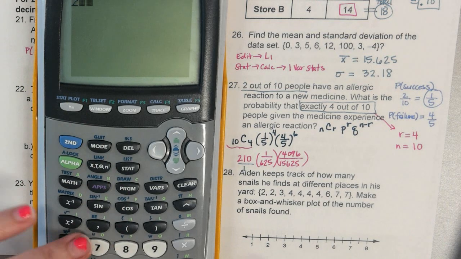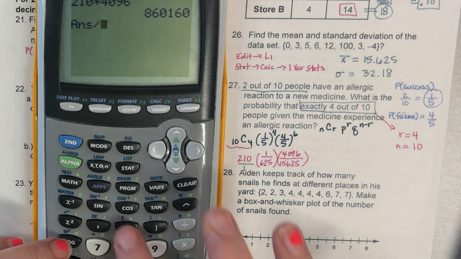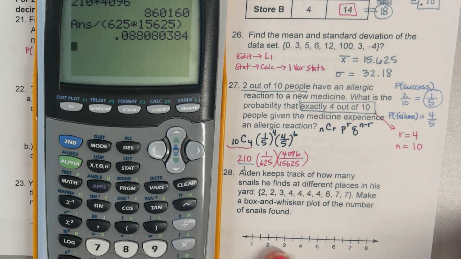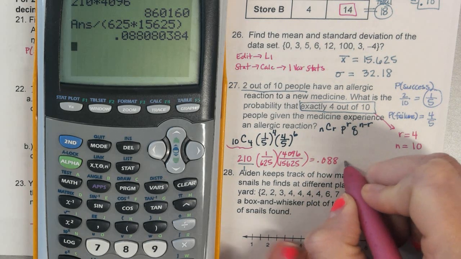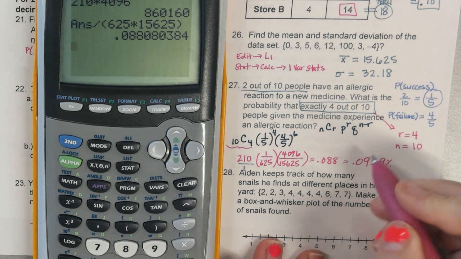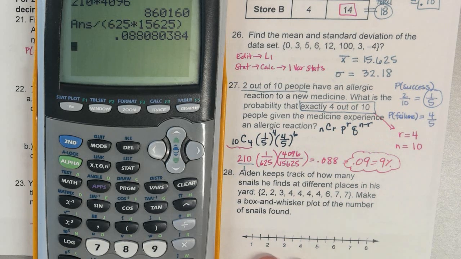Either way is fine. So if you do 210 times 4096, divide that by 625 times 15625, you get 0.088, which is going to be rounded to 0.09, and that's the same thing as 9%. So if you multiply that by 100, you get 9%.